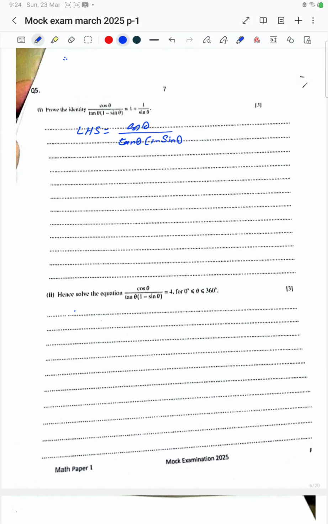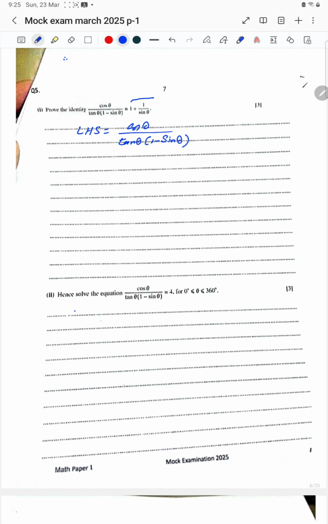Question number 7 for the mock exam March 2025, paper 1, 9709/12. Okay, here's the first question. The question 5 states to prove the identity: cos theta over tan theta times 1 minus sin theta is equal to 1 plus 1 over sin theta.